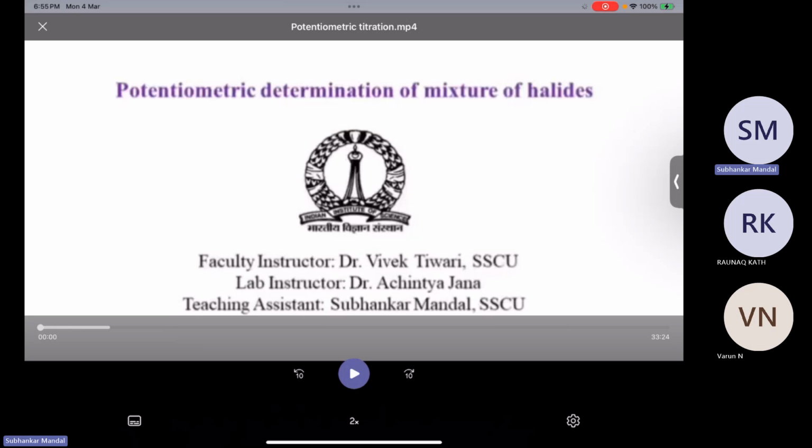We used to do this in the UG course in IISc. At that time Dr. Vivek Tiwari from the SSU department was the course instructor, and Cynthia Jana was the lab instructor, and I was the teaching assistant of that course.